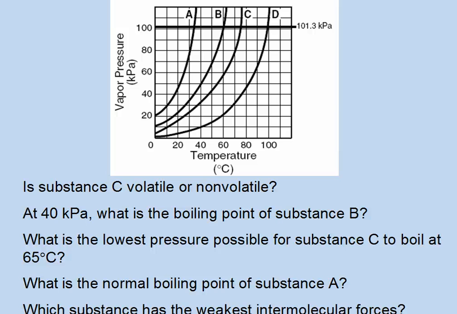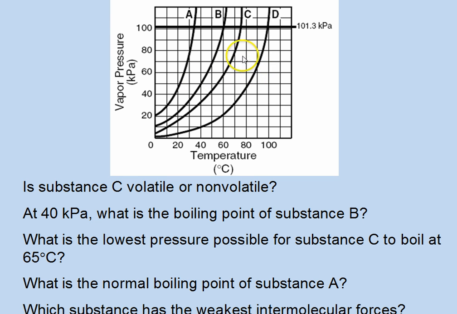So we're just going to go over a couple of questions with this curve. As we talked about, volatile substances tend to have higher vapor pressures, whereas non-volatile have lower. So if we take a temperature, say at 20 degrees, we're going to see that substance D is going to require a lower vapor pressure than substance A. If we pick a pressure, say 60 kPa, and we go across, we will see that substance A will boil at a lower temperature than substance D.